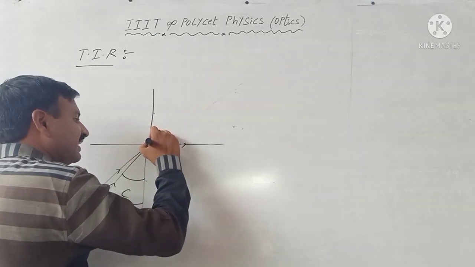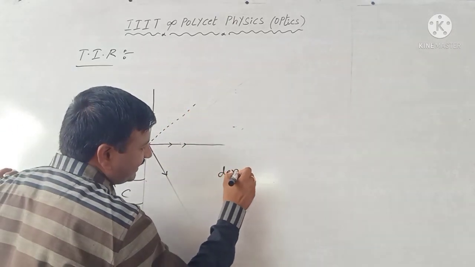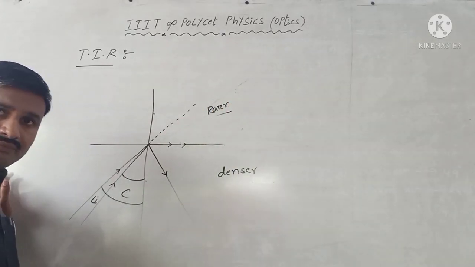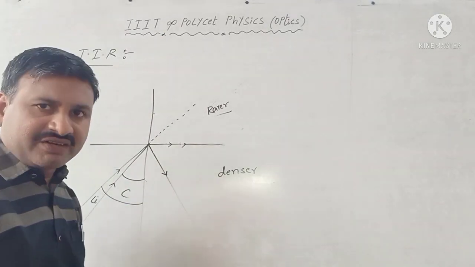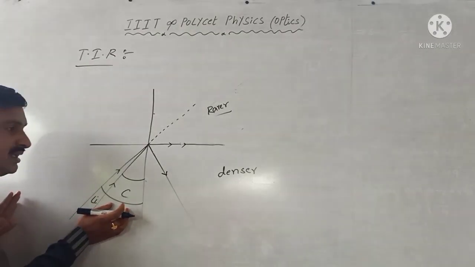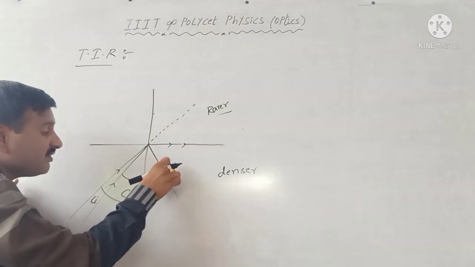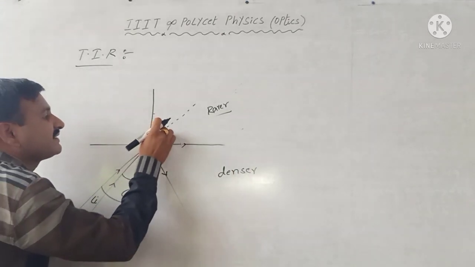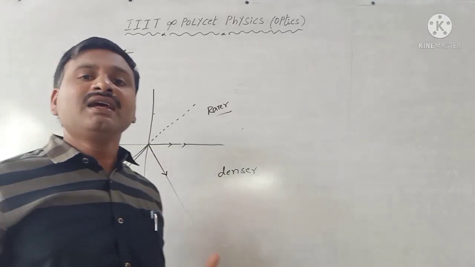That means the light never enters into the rarer medium. Already you know that this is the denser medium and this is the rarer medium. This phenomenon is called total internal reflection. Again, the definition: when the angle of incidence is greater than the critical angle, the light ray gets reflected back in the same denser medium to the interface. The light never enters into the rarer medium. This phenomenon is called total internal reflection.